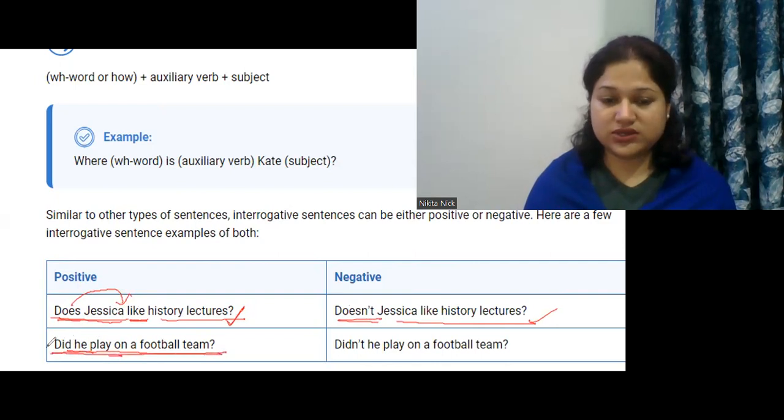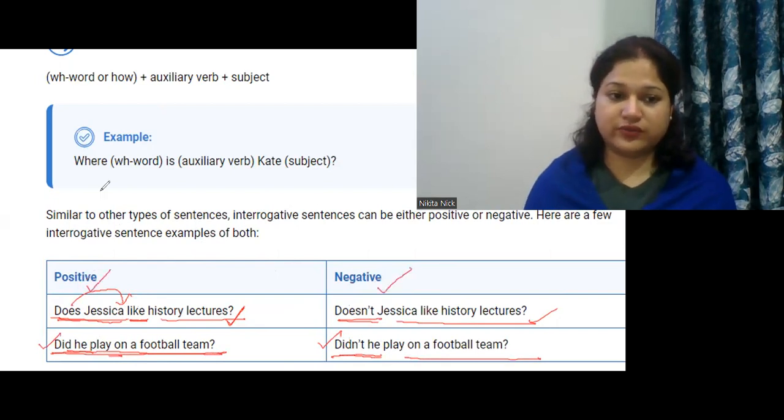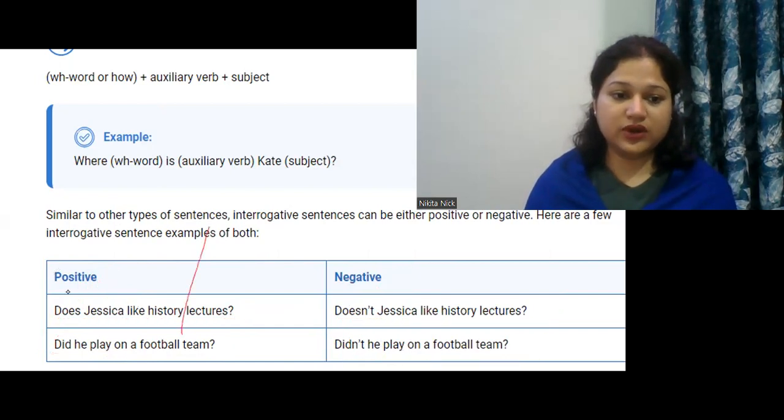Did he play on a football team? Didn't he play on a football team? So you are using did, and then in the negative sentence, you're using didn't. So this is an interrogative sentence, but you're using both types of sentence, positive as well as negative. All right, a few instructions are here related to this.